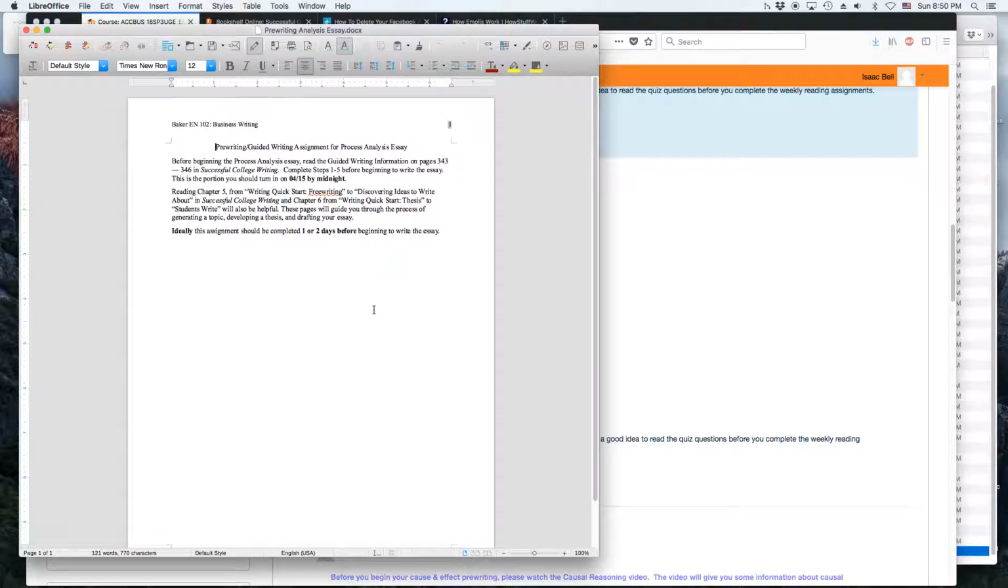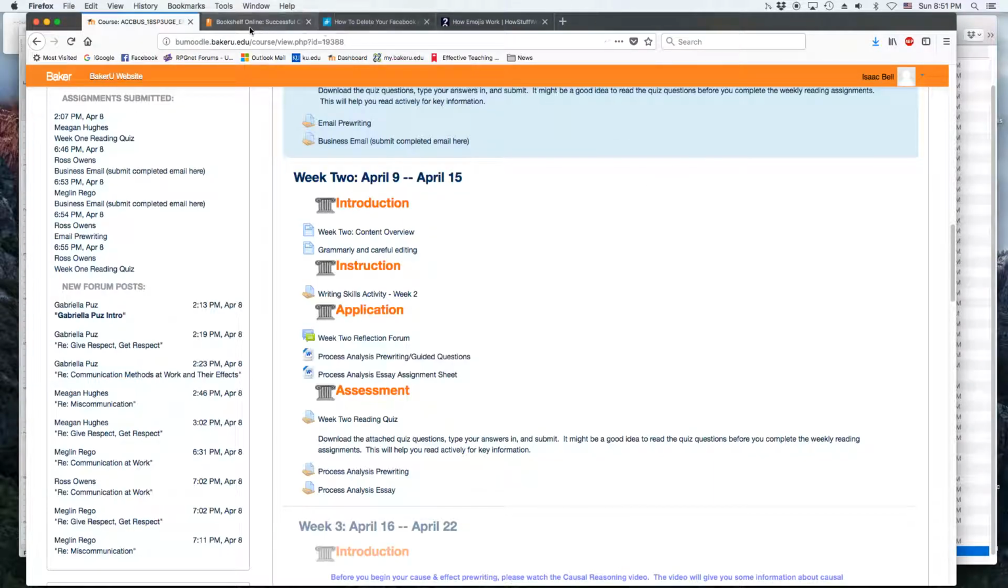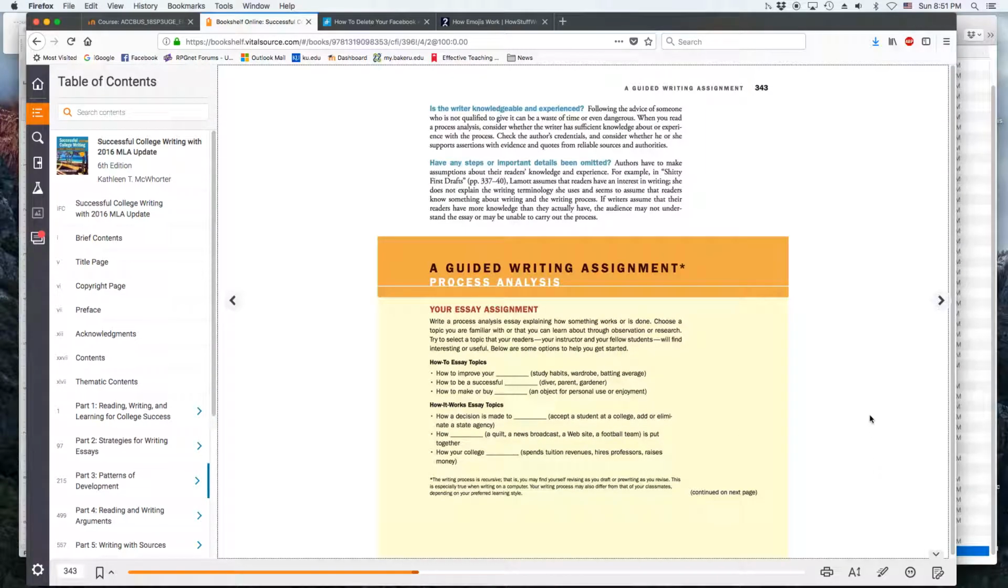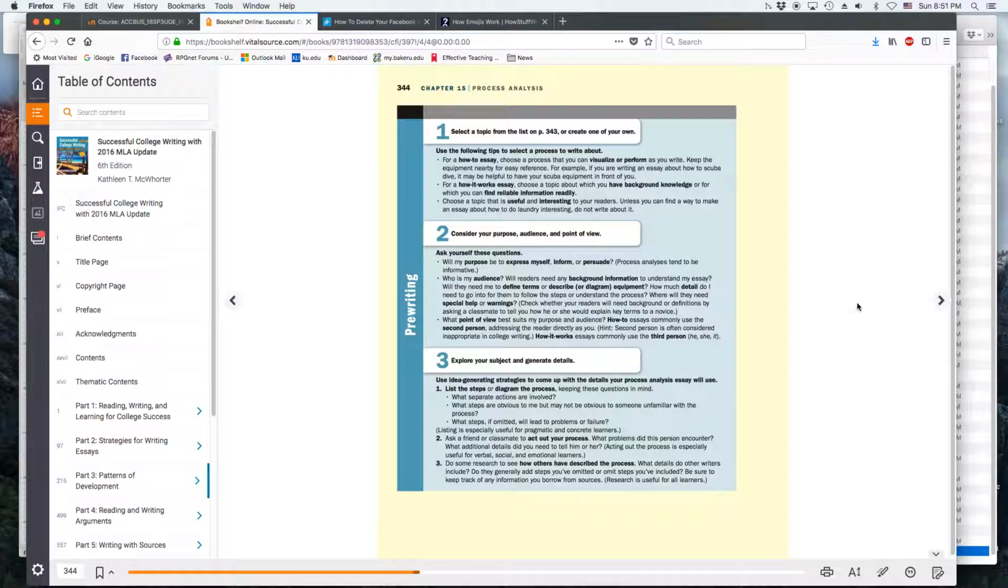The next obviously is a pre-writing analysis essay, which is the guided writing. This comes from the book on page 343. You'll be reading this entire chapter, but this pre-writing assignment is very useful. So you'll be doing a process analysis essay, which is a way to either describe how to do a thing or how something works. And so you're going to choose that kind of topic, and you're going to go through these steps to prepare. You do not have to write at length here.